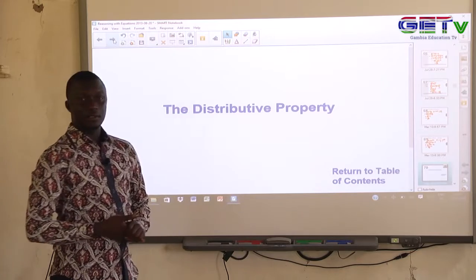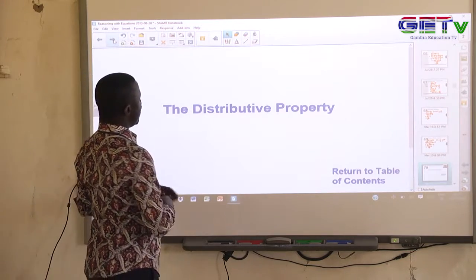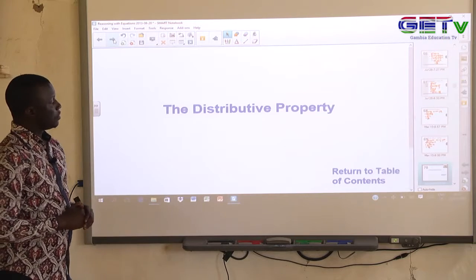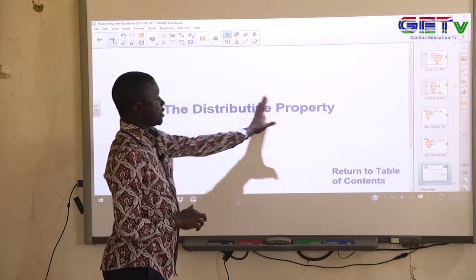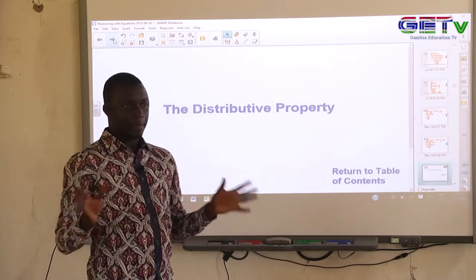Distributive property. This is another subtopic under algebra. So we'll be dealing with distributive property, otherwise expansion, expanding the bracket.